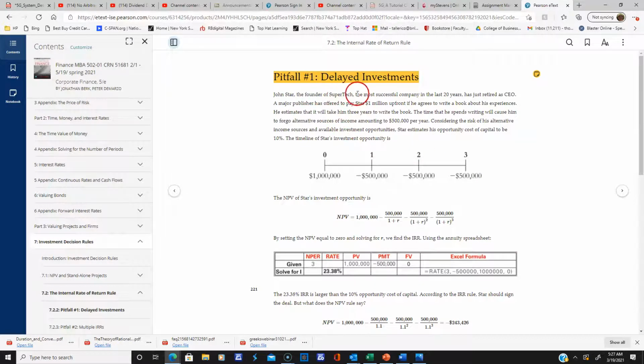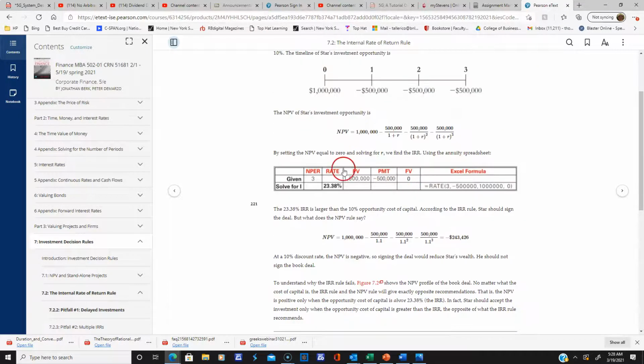So John Starr, the founder of Supertech, the most successful company in the last 20 years, has just retired as CEO. And basically, they give his timeline, cost timeline, and a major publisher has offered to pay him $100 million up front to, I guess, write his book. Okay. He estimates that it will take him 3 years to write the book. The time that he spends writing will cause him to forego $500,000 a year for 3 years in income. Okay, so you notice the signs are different here.